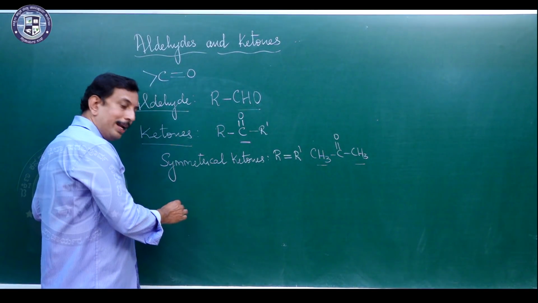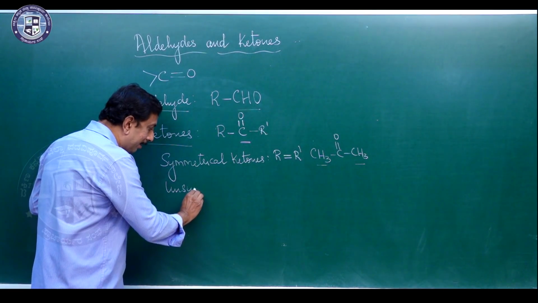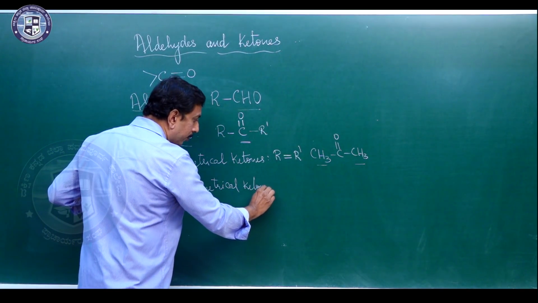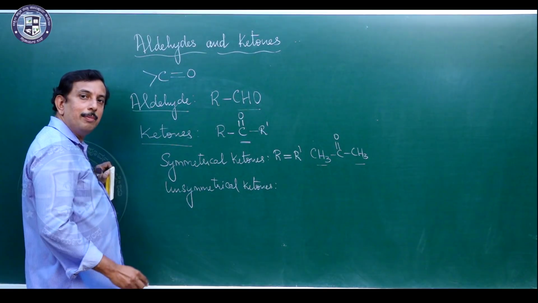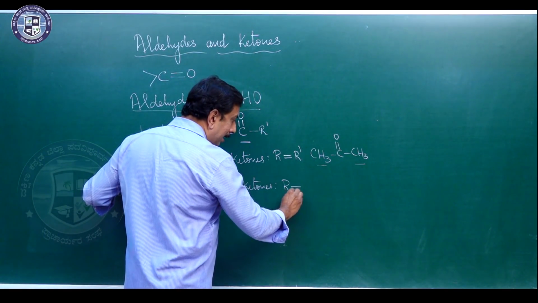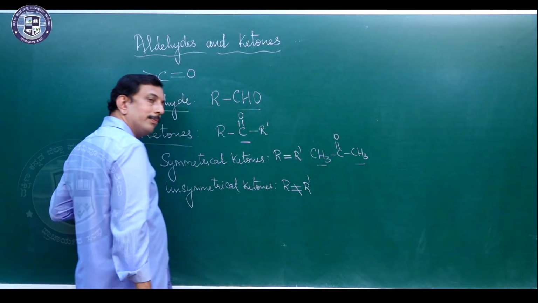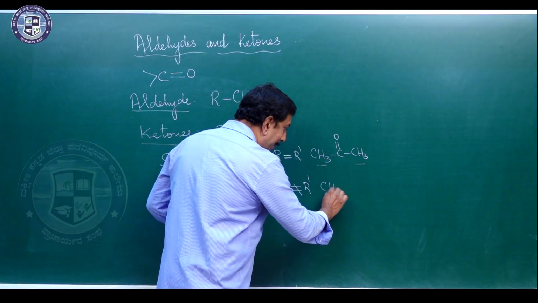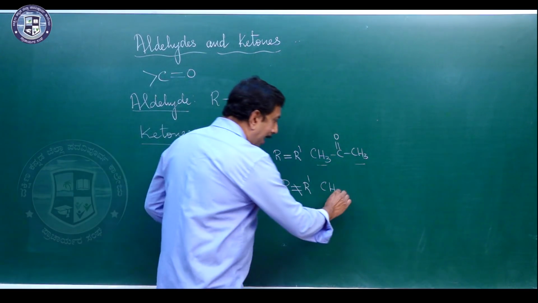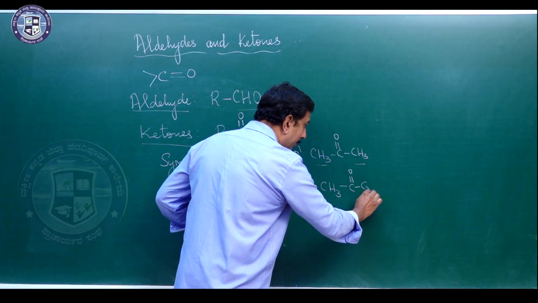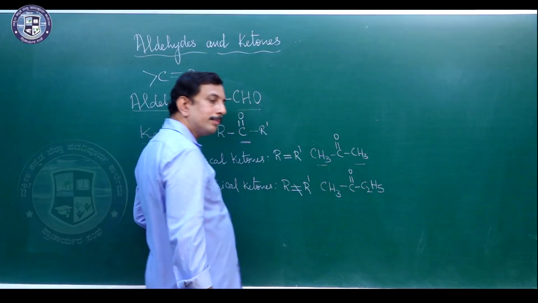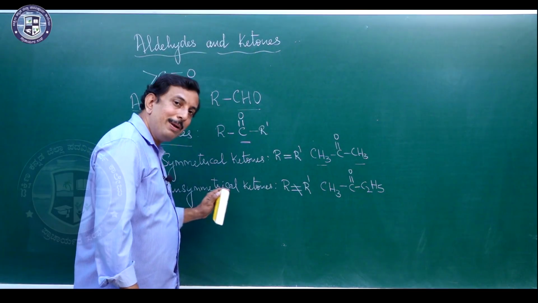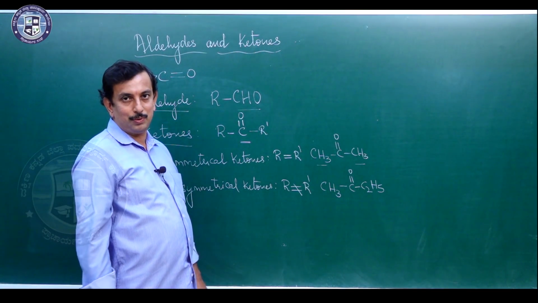On the other side, we can have another type of ketone, which you call unsymmetrical ketones. In these unsymmetrical ketones, we say that R is not the same as R'. That means they are different. If I want to consider one simple example, I will take the example like this. The R group is CH3 and the R' group is C2H5. This is an example of an unsymmetrical ketone, or also called a mixed ketone.